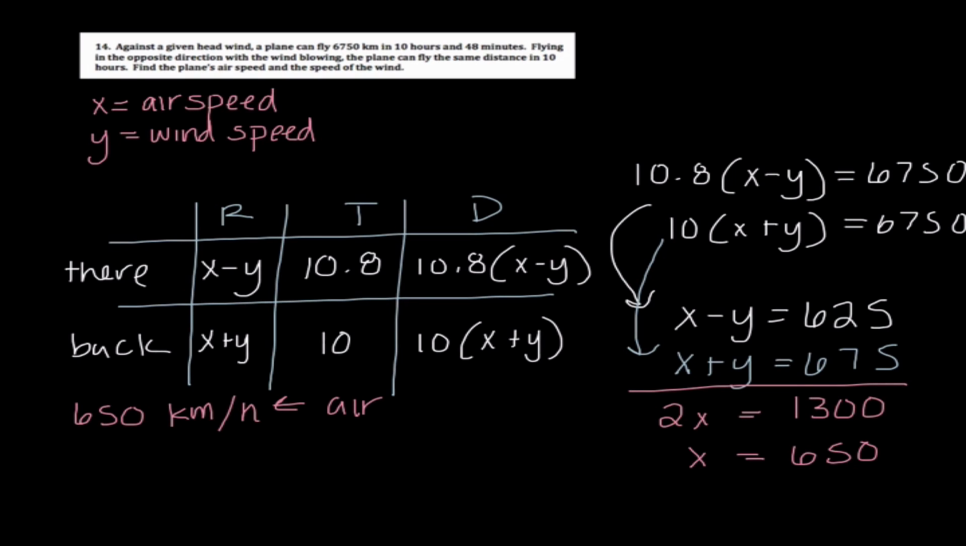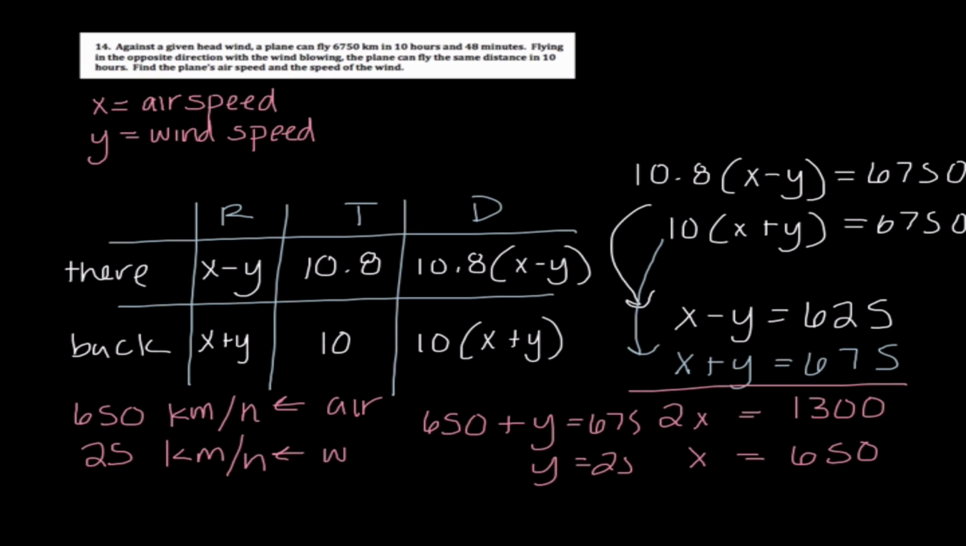Now, to find my y value, I need to substitute in. So I would do 650 plus y equals 675. So y is equal to 25. So 25 kilometers per hour is the wind speed.